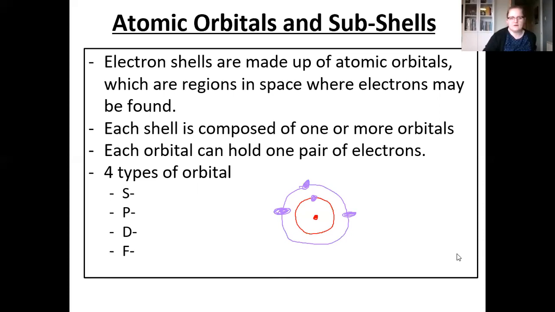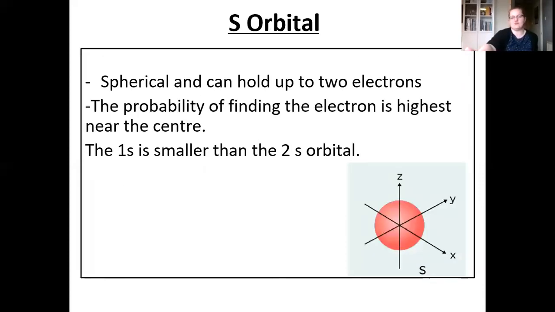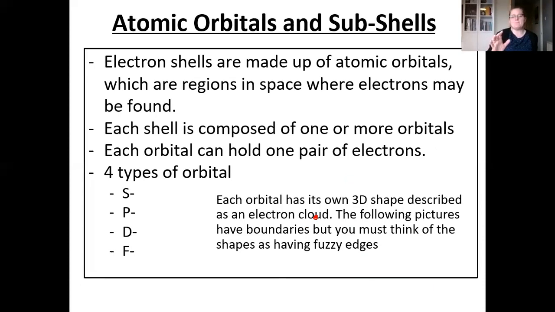We'll start off with s orbitals. Oh, sorry. So there's also this. Each orbital has its own 3D shape. And we call these an electron cloud. You're going to see these pictures that we use in chemistry to show these electron orbitals. And they have clear boundaries. So I'll just skip ahead. For example, this is our s orbital. It's got a really, really clear boundary. It's really, really spherical, really clear. But in reality, they have fuzzy edges.